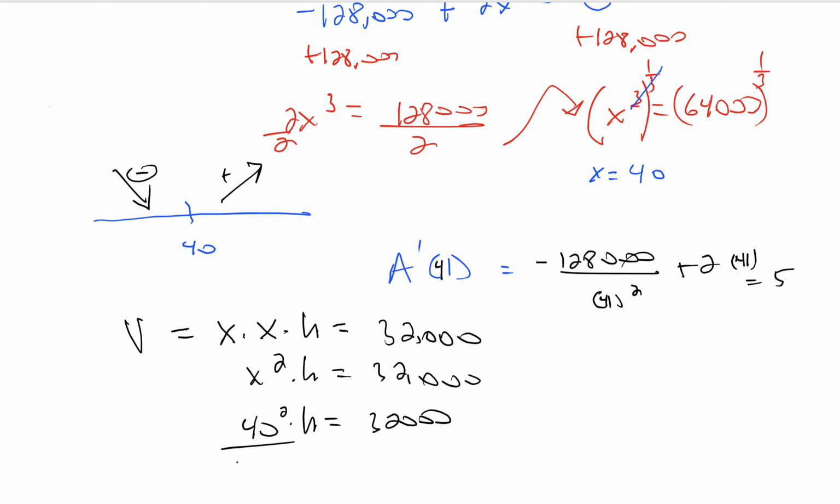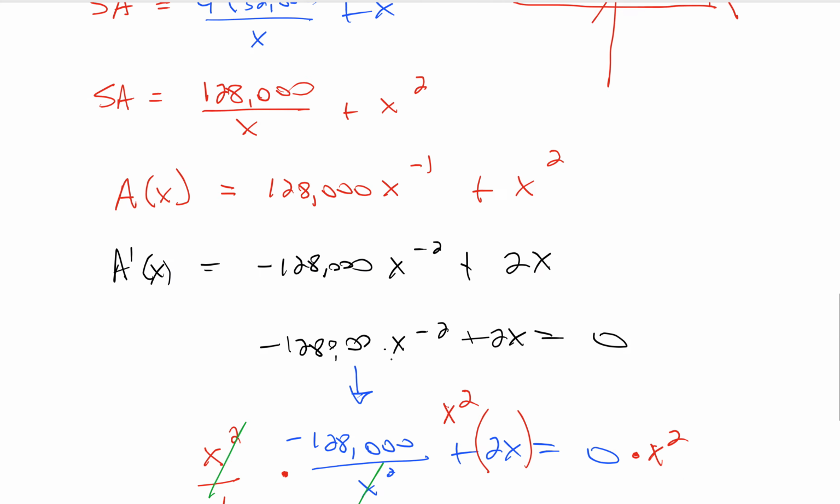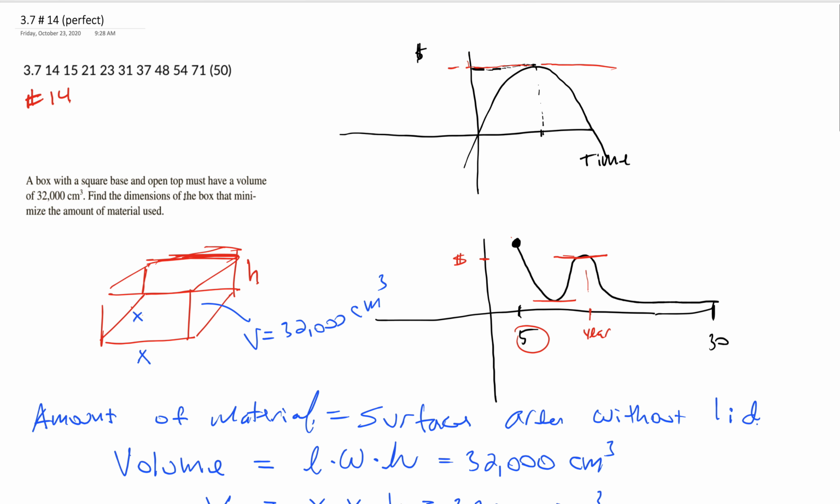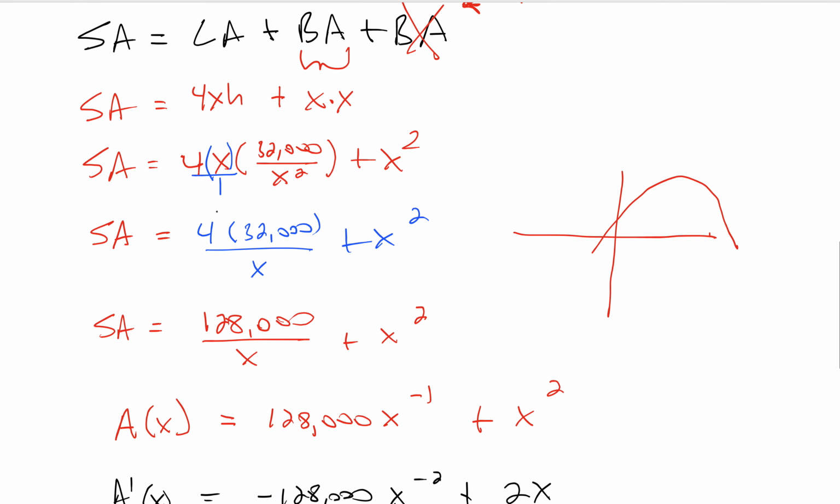Divided by 40 squared, gone, divided by 40 squared. So 32,000 divided by 40 to the power of 2. It's 20. So h is 20. Minimizing height is 20. So we know our dimensions. What is it asking for? Find the dimensions of the box that minimizes the amount of material used.